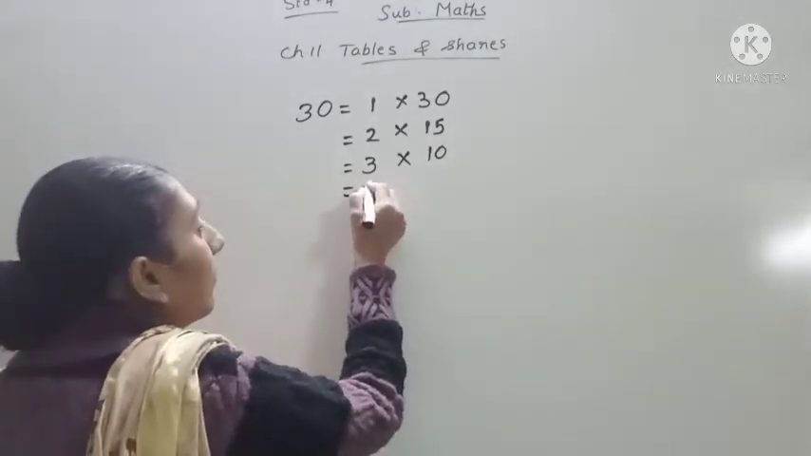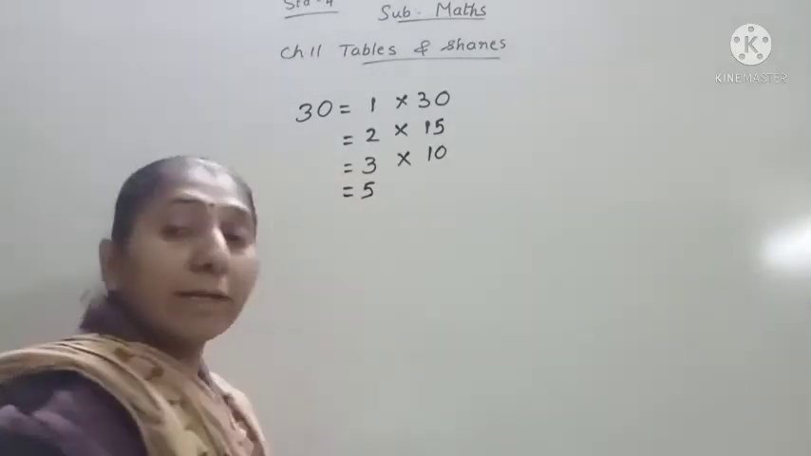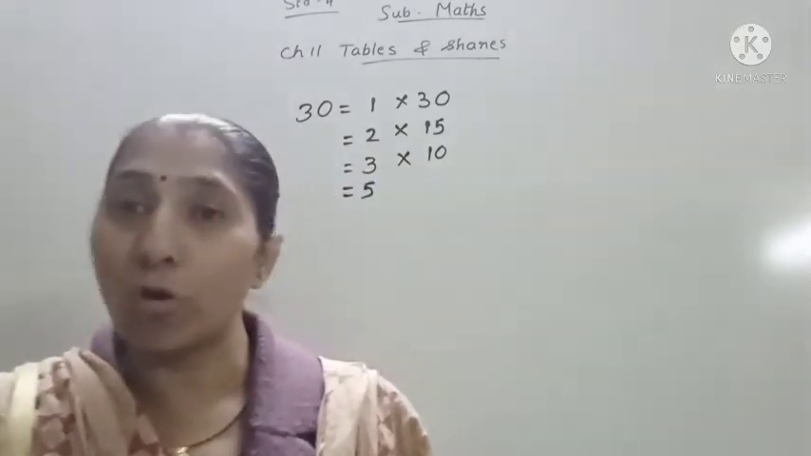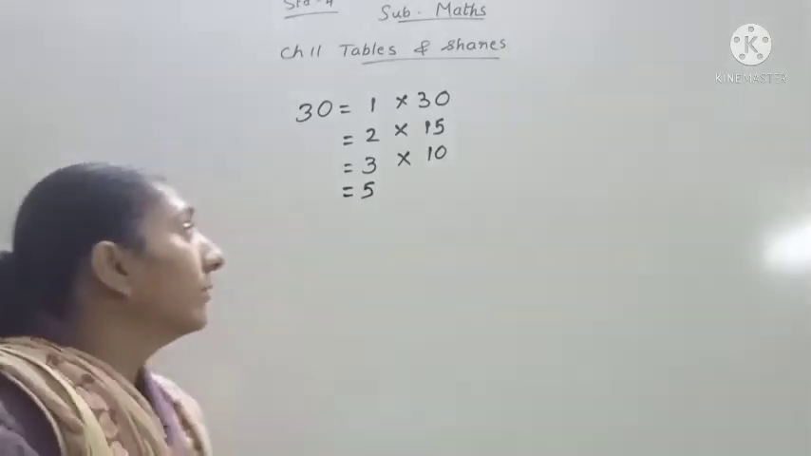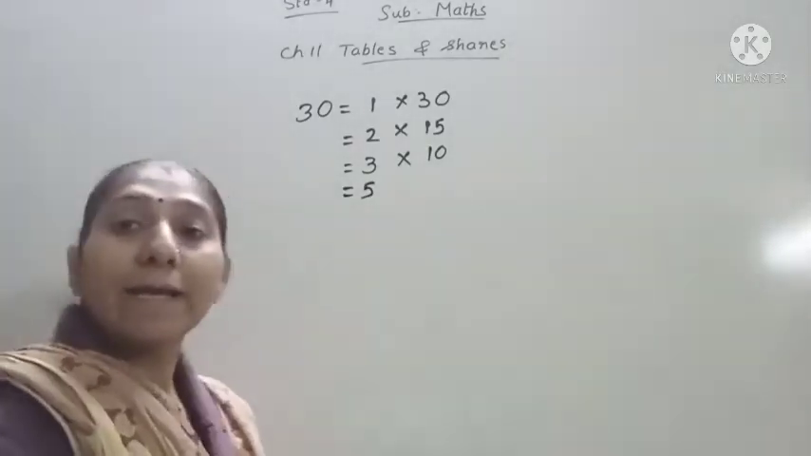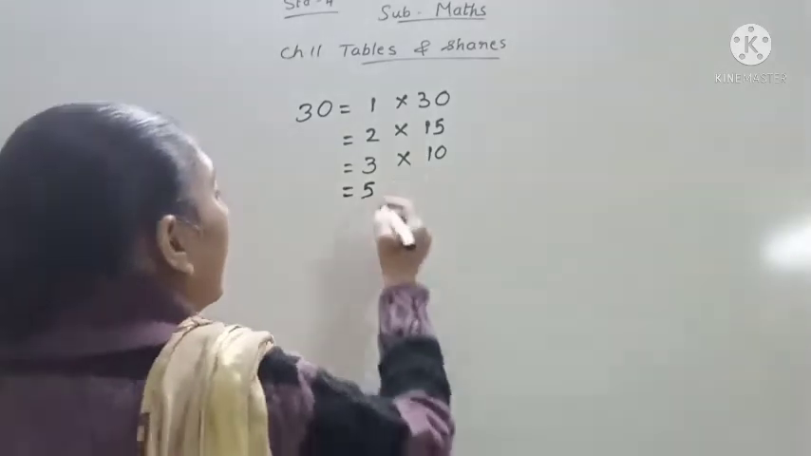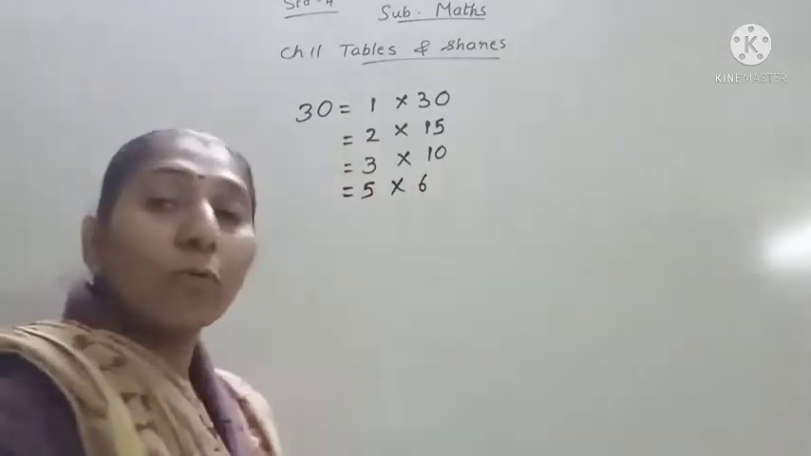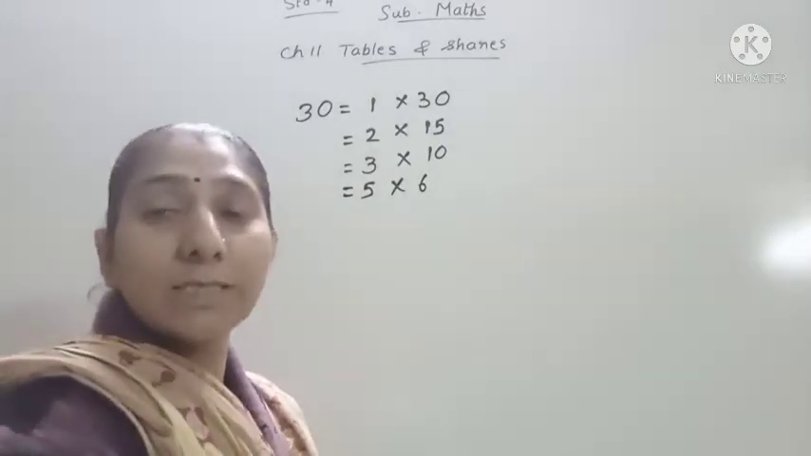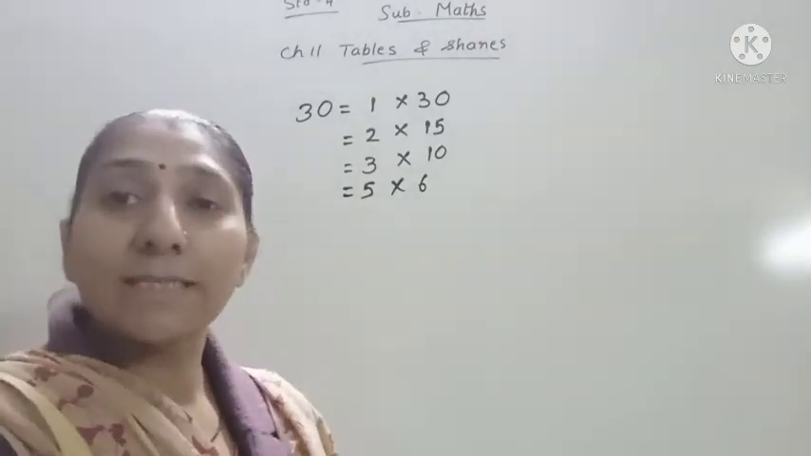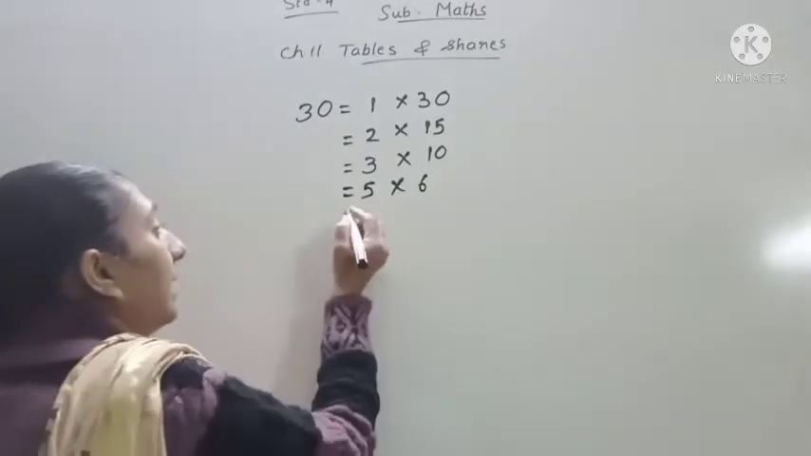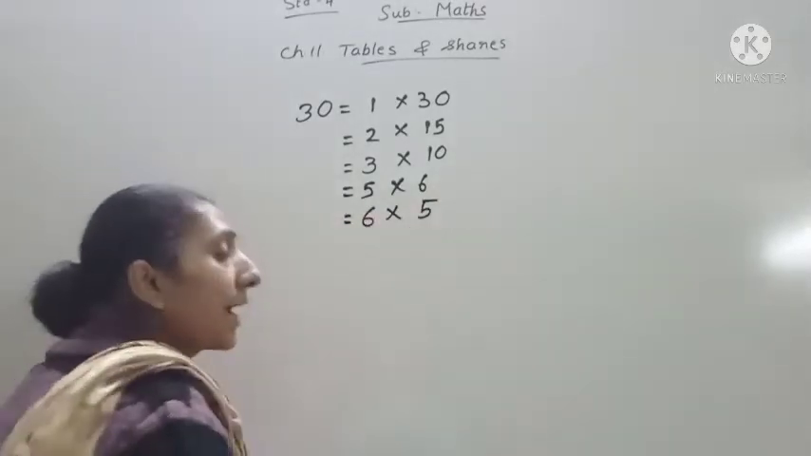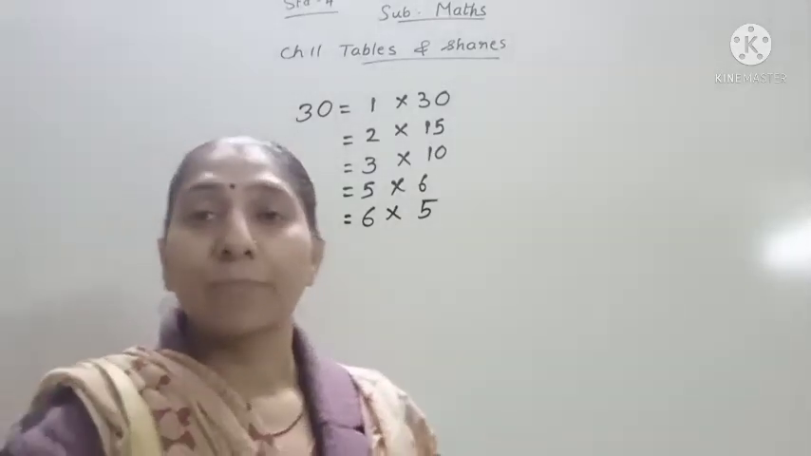Then next, 30 doesn't come in the table of 4. So we can't make 4 rows. So the other number we will take is 5. 5 multiplied by 6 is equal to 30. So we can also make 5 rows with 6 jars each. And the other one is 6 rows with 5 jars each.